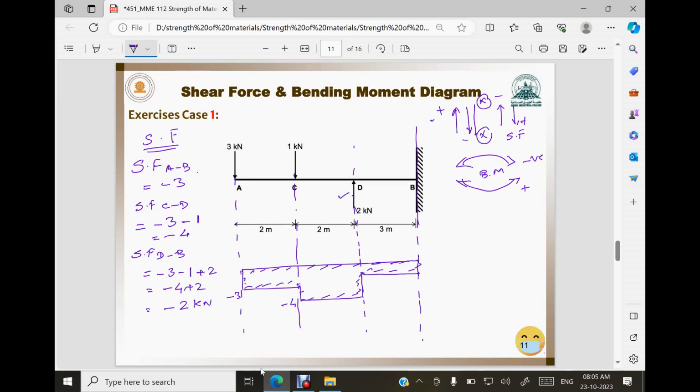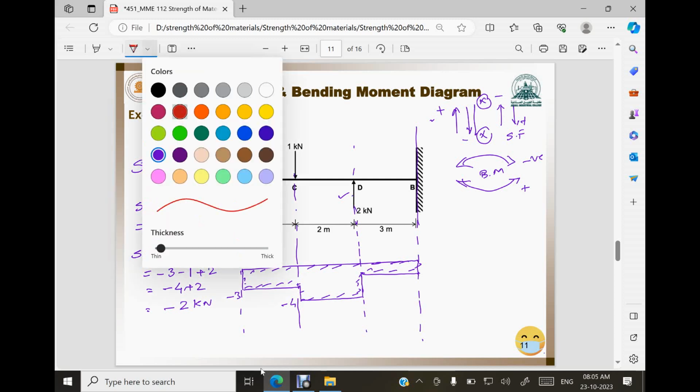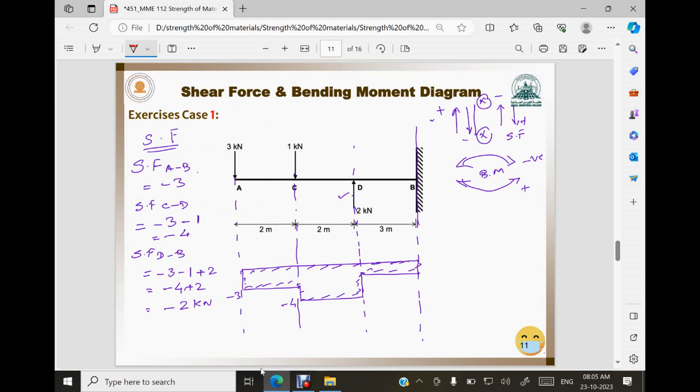Okay. Now let us go to bending moment. Let's try to change the color. Now bending moment at A. MA is equal to 3 into 0, that is 0. It is trying to bend the beam downward. Anyway, 0 is 0 only. There is nothing like positive 0, negative 0. So you have got 0 here.